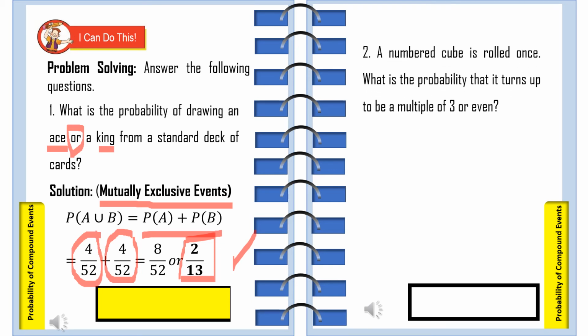Okay, a number cube is rolled once. What's the probability that it turns up to be a multiple of 3 or an even number? Okay, so a number cube. Ang cube natin has 6 faces. So 3-dimensional figure ito. Ito yung example, yun ay yung dice. Okay, so numbered siya. So numbered yung cube, therefore nag-start yan sa 1 hanggang 6. So ano ngayon yung probability na lalabas ay a multiple of 3 or an even number? Okay, let's start. Timer starts now.